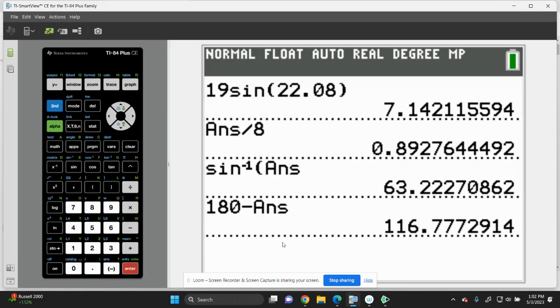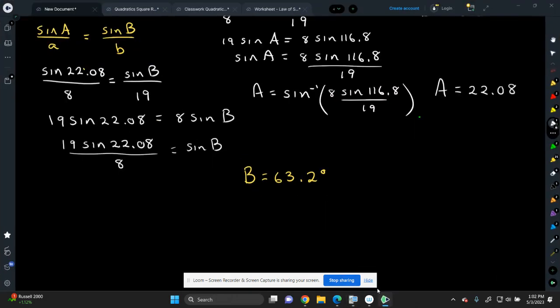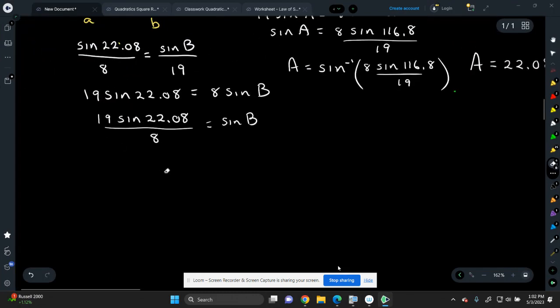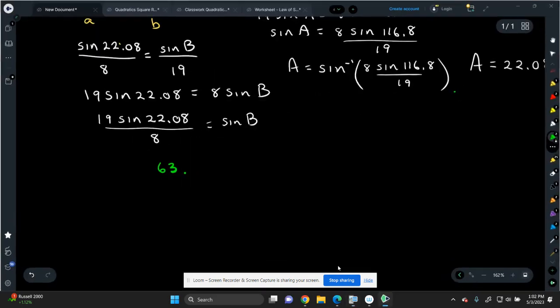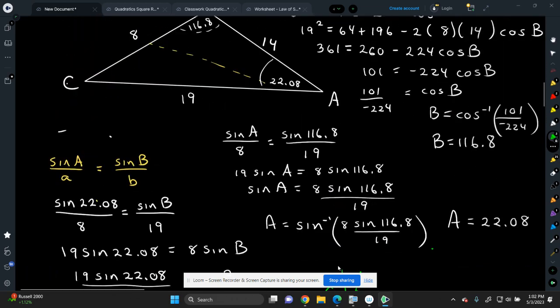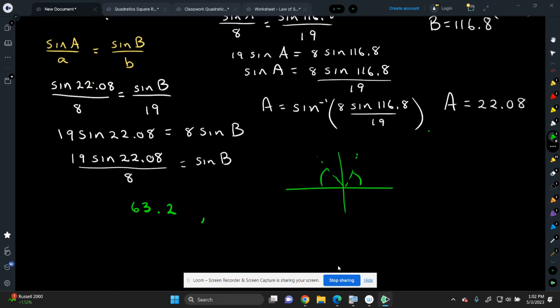Oh, there's two triangles. Oh, well, this is great. Okay. So this comes out to 63.2, right? But if you look, the other reference angle over here, that means that I have to also consider 180 minus that, which is 116.8. So we actually have two triangles.